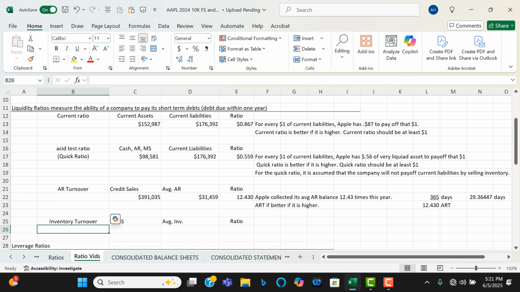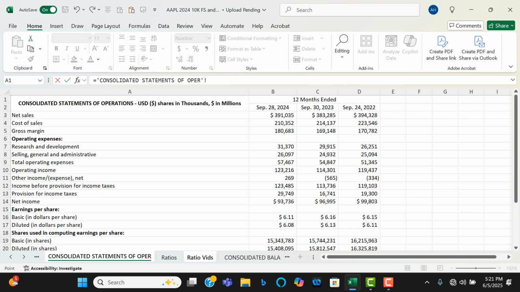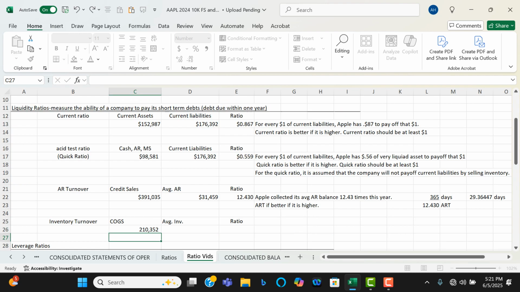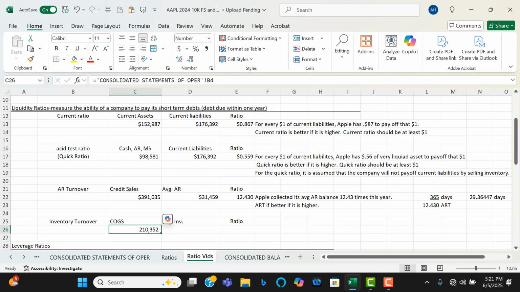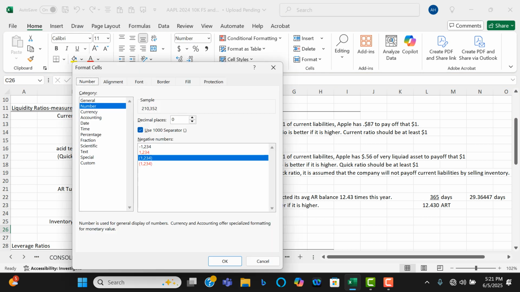Okay, now the final ratio in these is inventory turnover. And obviously, this is a key ratio because without selling your inventory, you're out of business. This measures how fast you're selling your inventory. Now, the numerator for this ratio is cost of goods sold. Remember, the cost of goods sold comes from your income statement. So we'll go over here and get our cost of sales. There it is, 210,352 is your cost of goods sold. So we'll format that.